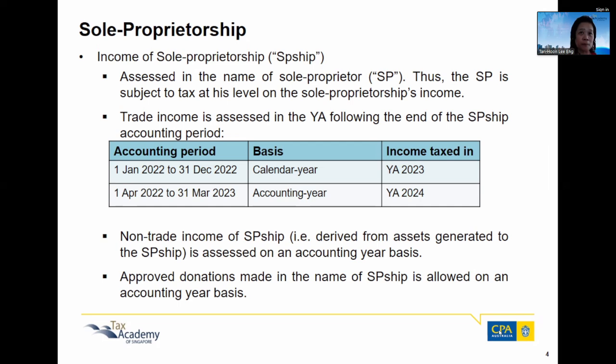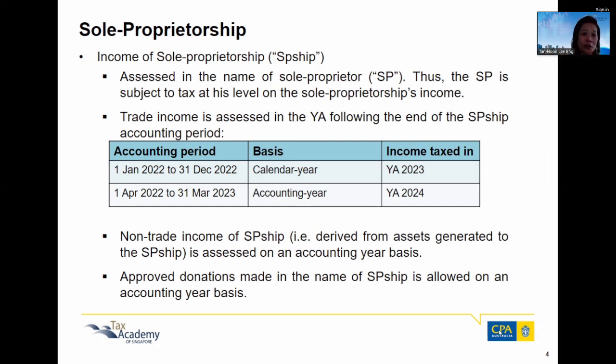December 2022. What happens if the business accounting period is on an accounting year basis? Accounting year can be any other dates. It can be like in this example, 1st of April 2022 to 31st of March 2023. Then the end of the accounting period is 31st of March 2023, right? So we see 31st of March 2023, income will be taxed in YA 2024. So these are the business income of the sole proprietorship business.